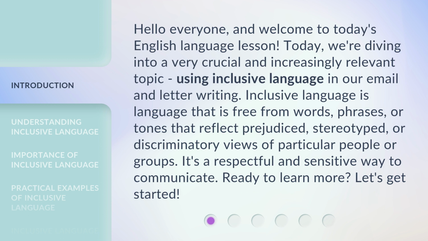Today, we're diving into a very crucial and increasingly relevant topic: using inclusive language in our email and letter writing. Inclusive language is language that is free from words, phrases, or tones that reflect prejudiced, stereotyped, or discriminatory views of particular people or groups. It's a respectful and sensitive way to communicate. Ready to learn more? Let's get started.